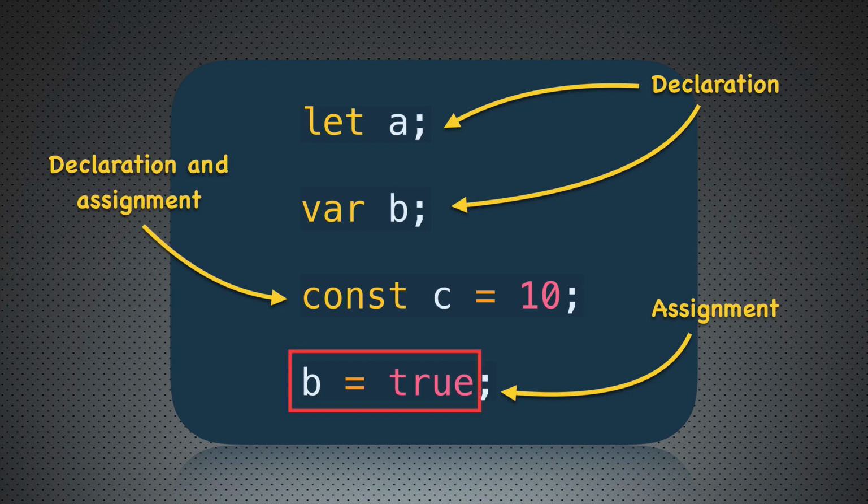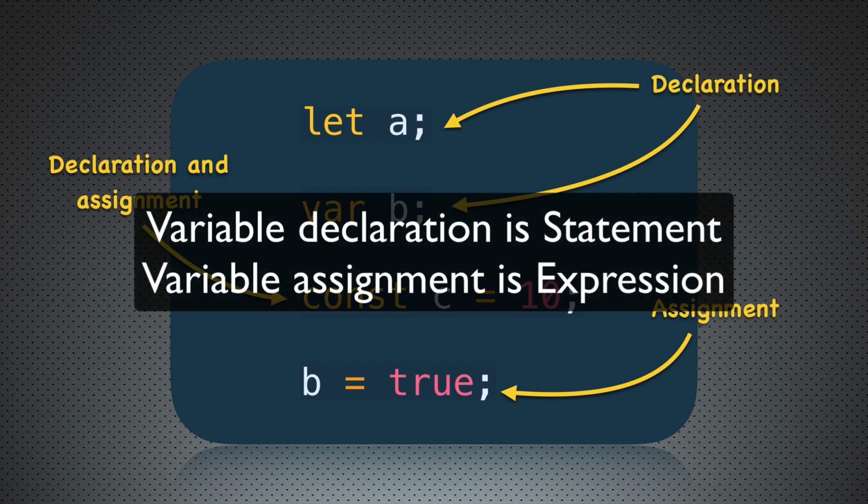The last line in this example, b equal true, is called an expression, not a statement. But I have added a semicolon here. And when you do this, you create an expression statement. You turn an expression into an expression statement. No worries, we will talk about the difference between expressions and statements very soon. But for now, remember that variable declarations are statements in JavaScript. They perform a specific action in the memory. And assignment of the value is an expression.